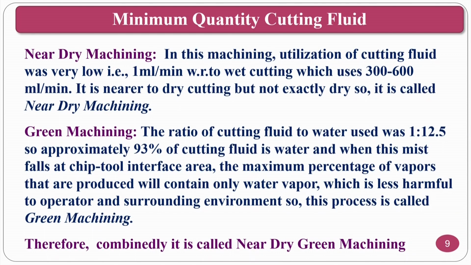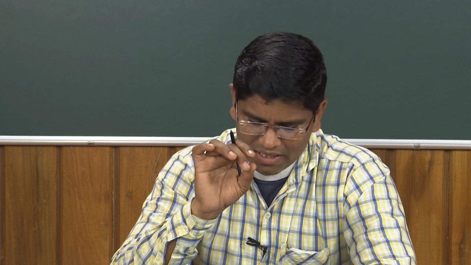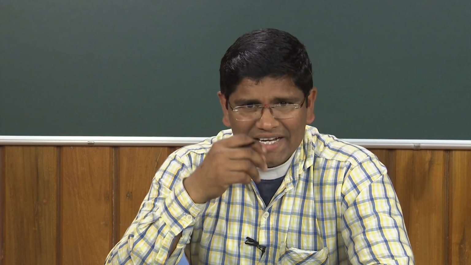Minimum quantity cutting fluid is normally also called the near dry machining process, because normally it uses 1 ml per minute or 5 ml per hour. Many techniques are there, depending on your nozzle type, mixing type and all those things. So if you are using 500 ml per minute in flood cooling, then 5 ml per hour or 1 ml per minute is nothing. That is near to dry machining, near to not using the cutting fluid. That's why this machining is also called near dry machining, or some people call it pseudo dry green machining. Why is it called green machining?